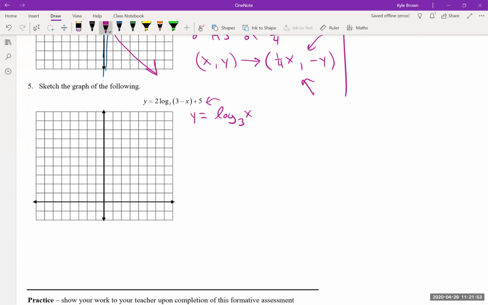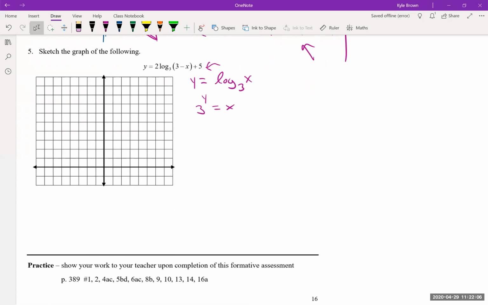Now, let's rewrite that again. That would be the same thing as 3 to the power of y is equal to x. Okay, so we start graphing this. Again, let's do a really easy point. Let's make y 0. So when y is 0, x is 1. So that's our point right there. That's always right there for our base function.